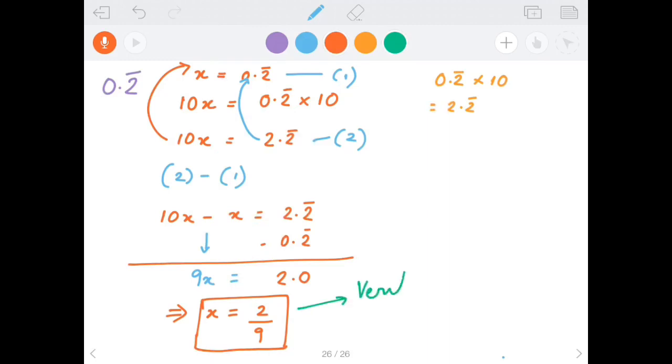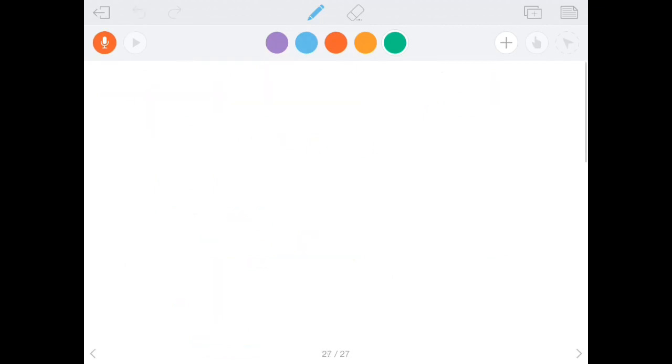I'll just help you pause and work on this. You can always verify your answer by using a calculator. All you have to do is divide 2 by 9 on the calculator and check if you get 0.2222 as your answer. That is the most fascinating thing about these problems. You always know if you're right or wrong.